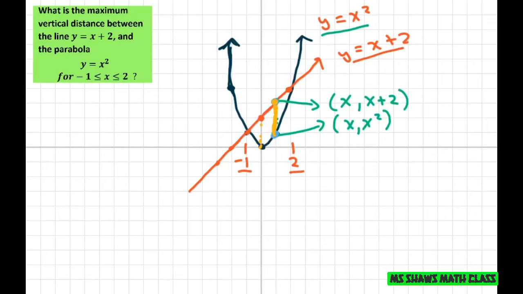So what we're going to do is, if our x's are the same, to find the distance, say if I had to find the distance between 3 and -1, we know that distance is 4. And what you're doing is subtracting, taking 3 minus -1. That gives you 4. So basically we're wanting this distance here. So we're just going to subtract x squared from x plus 2.